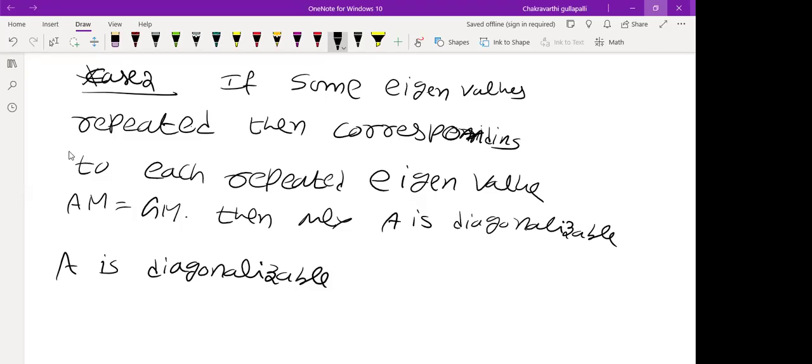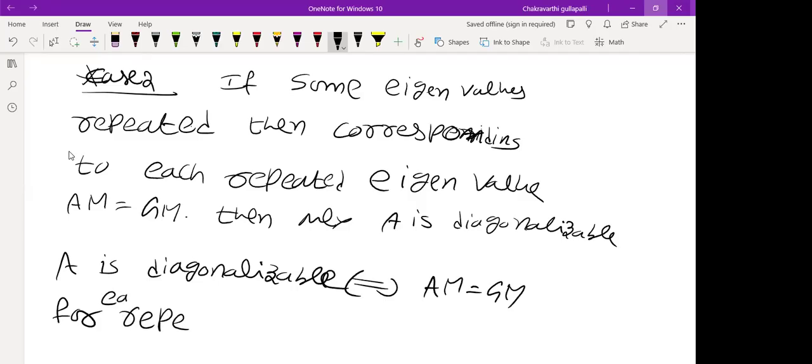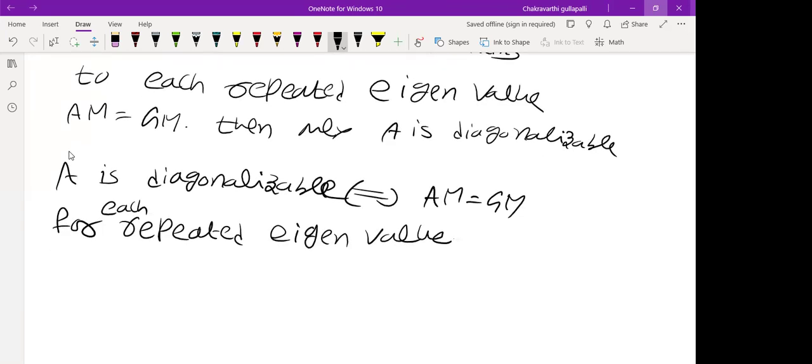In other words, A is diagonalizable if and only if AM is equal to GM for each repeated eigenvalue. A repeated eigenvalue is also called a degenerate eigenvalue. So suppose two eigenvalues are repeating. If one of them is satisfying this and another is not satisfying, then we say it is not diagonalizable. Corresponding to each repeated eigenvalue, this should be satisfied.